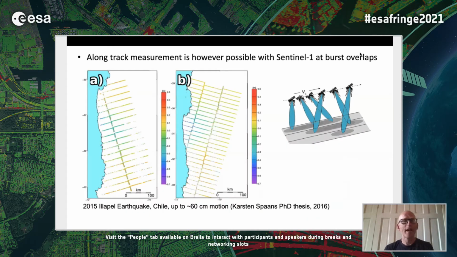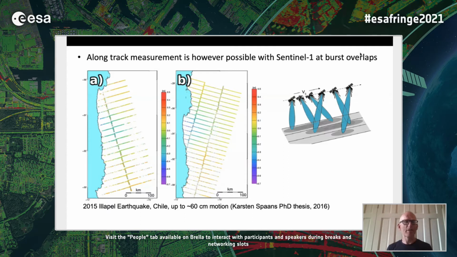Of course, because of the TOPS mode that Sentinel-1 has, we do actually have sensitivity in the north-south direction or the long track direction, and particularly in the burst overlap areas. So these are areas where the same part of the ground is imaged by two or more different look directions, so we can actually get some sensitivity in the north-south direction. These measurements are noisier than InSAR measurements, but when we have large deformation, it works really nicely.